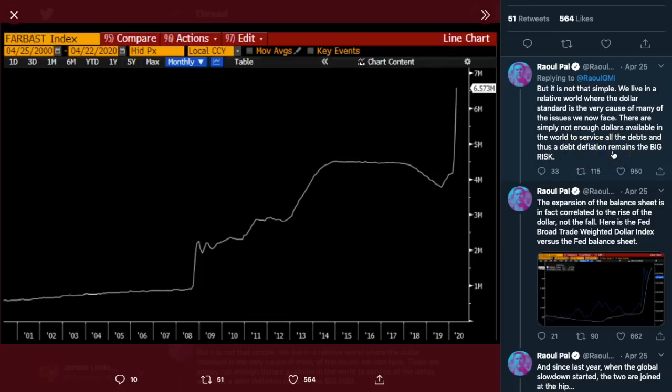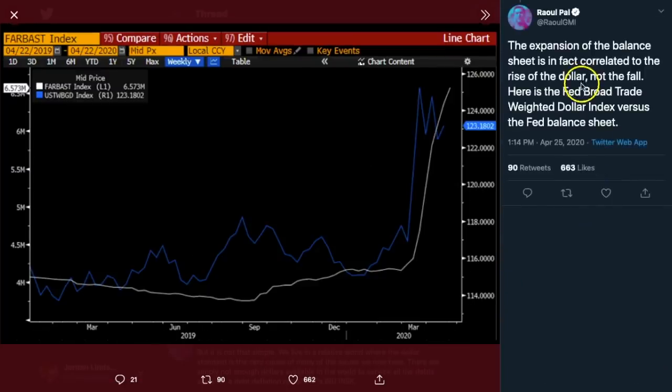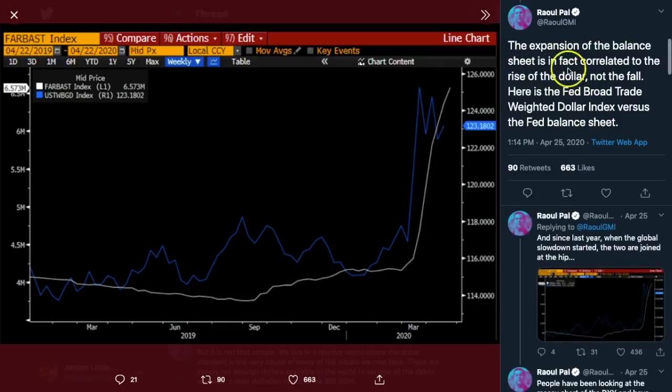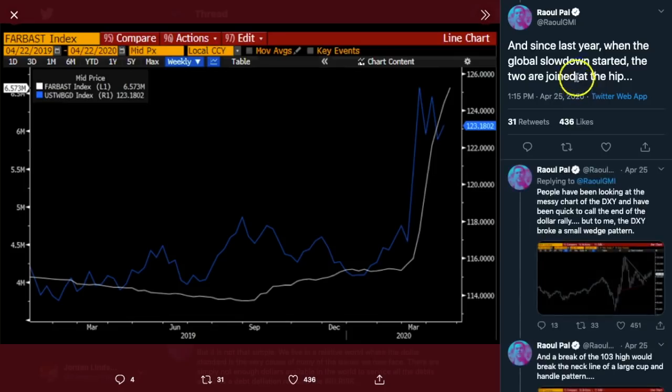Now, we are seeing a deflationary type environment right now. What just happened to the price of oil? It went negative, right? The expansion of the balance sheet is in fact correlated to the rise of the dollar, not the fall. Here is the Fed broad trade weighted dollar index versus the Fed balance sheet, and you could see the size of the Fed's balance sheet almost mirrors the Fed broad trade weighted dollar. Now, he says, since last year when the global slowdown started, the two are joined at the hip.